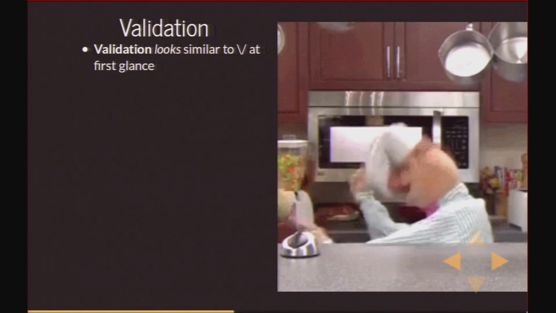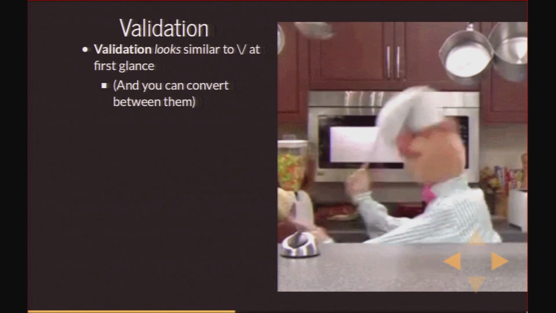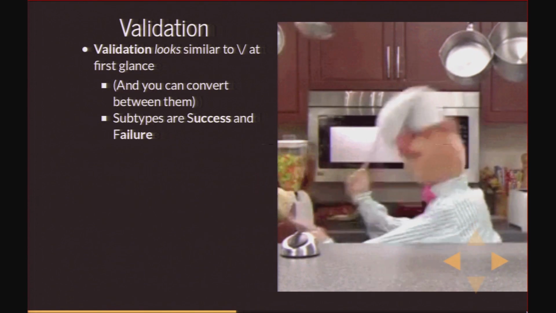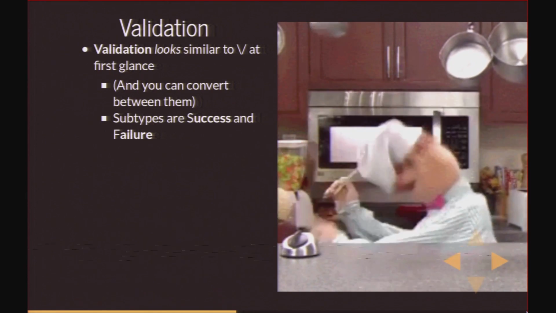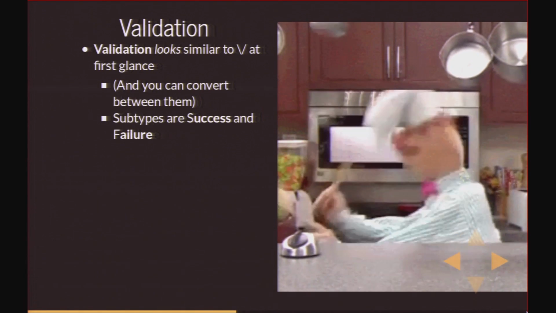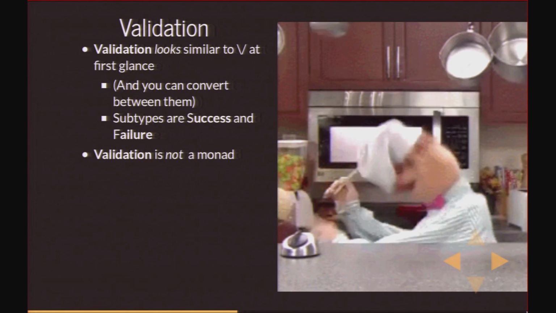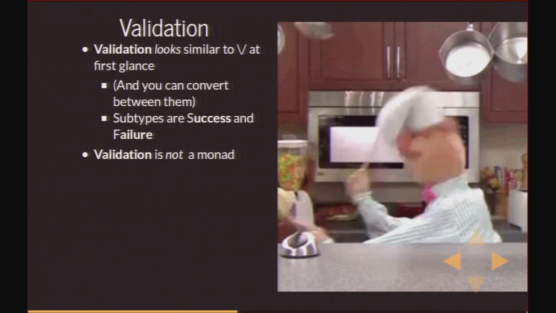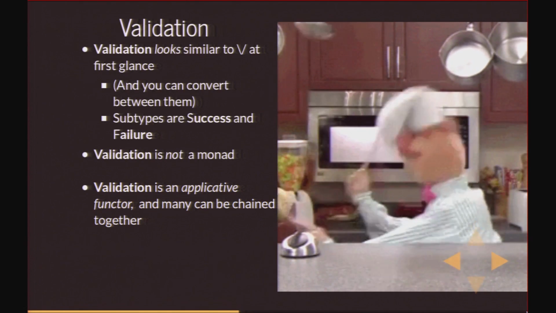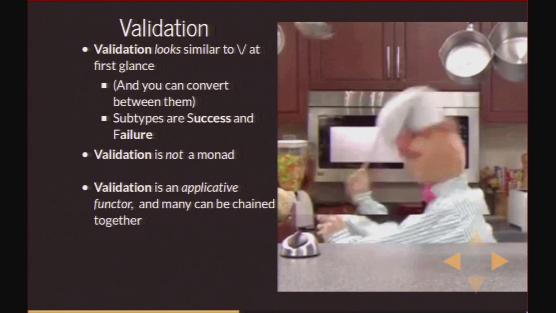So validation looks very similar to disjunction when you look at it at first glance, but you can convert between them. And the subtypes are Success and Failure. So rather than Left and Right, or backslash forward slash, you have Success and Failure. So it's a little clearer about the fact that it's success or failure, and there's an obvious bias here. Validation is not a monad. So among other things, that means that we can't put it in a for comprehension without converting it to a disjunction. What it is is an applicative functor. And the functor maps between two categories. We can change one thing to another thing.